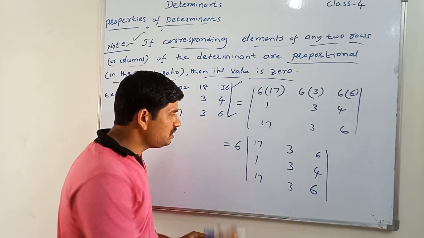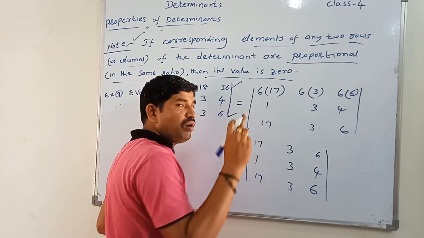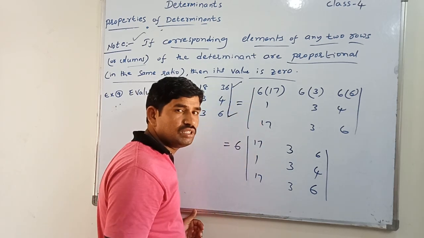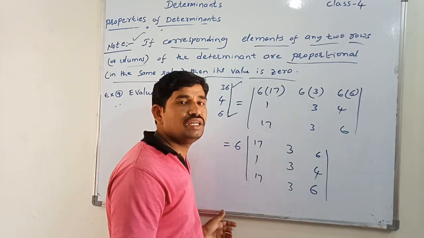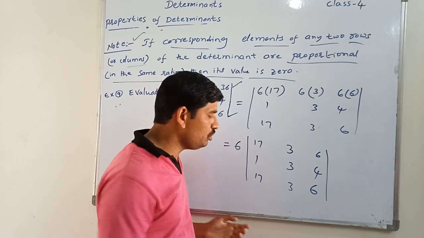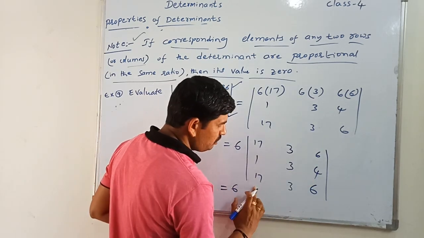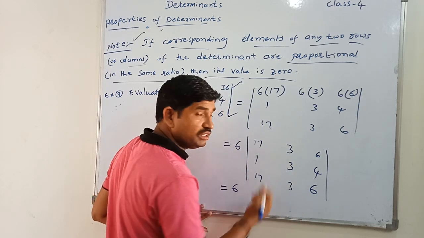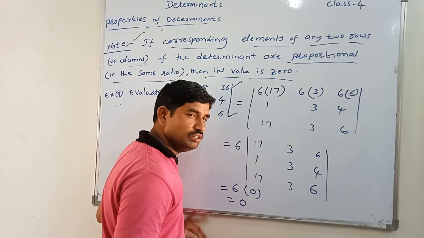Next, see, this is the property number 4 we are using. Again we have to observe the property number 3. What is the property number 3? If any two rows or any two columns are identical, then the determinant is what? 0. That's why 6 into, see, the first row and the third row are identical to each other, so that's why the determinant is what? 0. Final answer is what? 0. Thank you.